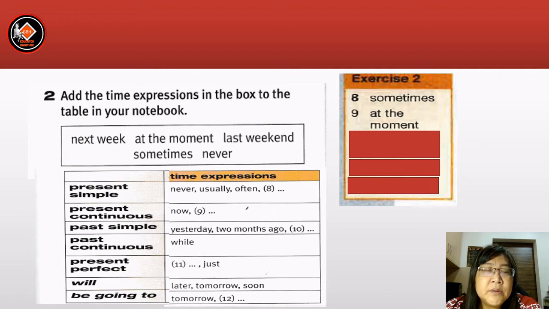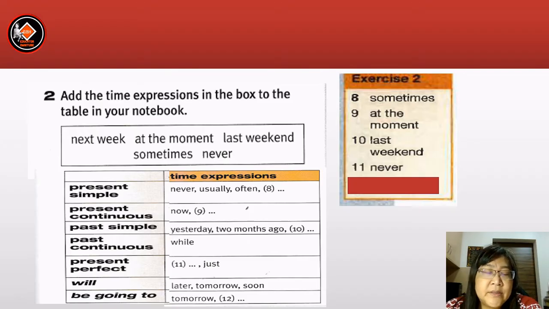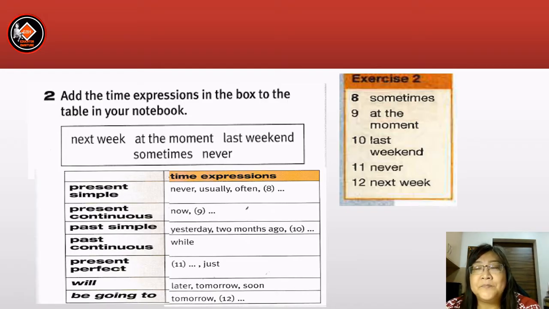For past simple, you have yesterday, 2 months ago, and last weekend. For past continuous, you have while. For present perfect, you have never or just. Will, the time expressions, they are later, tomorrow, or soon. Be going to, you have tomorrow and also next week.